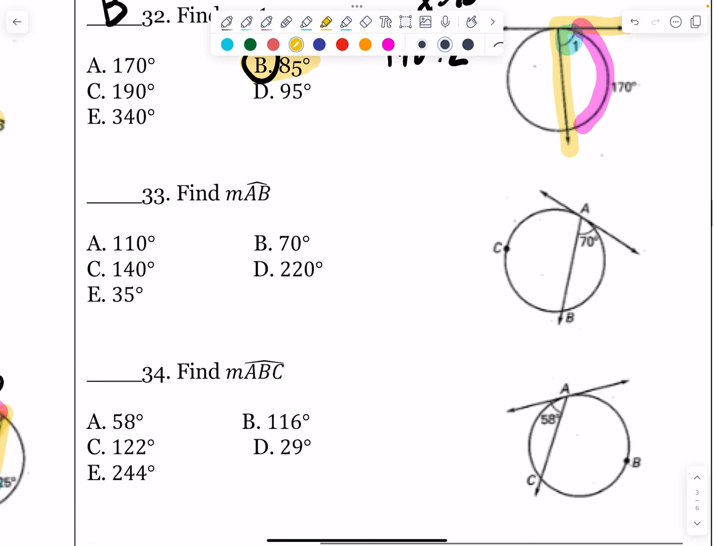All right, now they want arc AB. So we still have the intercepted arc is what we're looking for this time, but we have the inscribed angle. So I'm going to take 70 and multiply that 70 times 2. That is going to give me 140 for arc AB. So it's going to be C. And we did find what they were looking for.